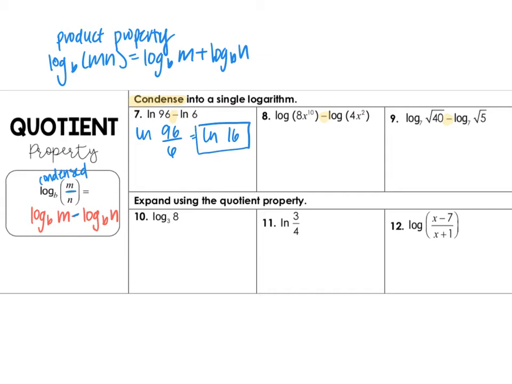We're going to do the same thing with number 8. We have log 8x to the 10th minus log 4x squared, so we can rewrite that as log 8x to the 10th over 4x squared. And we can simplify this again. 4 goes into 8 twice. 10 minus 2 is 8. So that's going to be our exponent there.